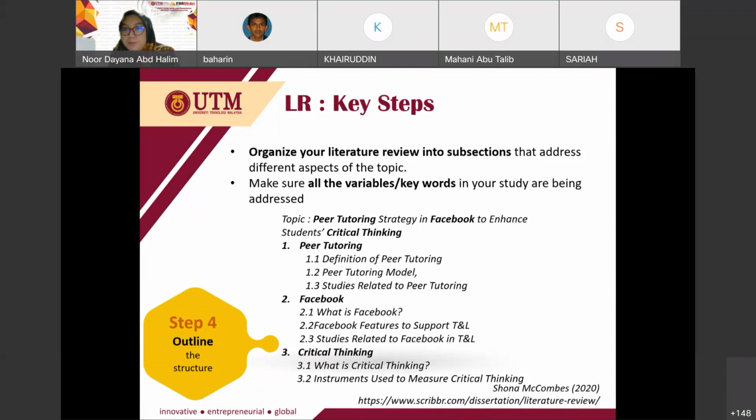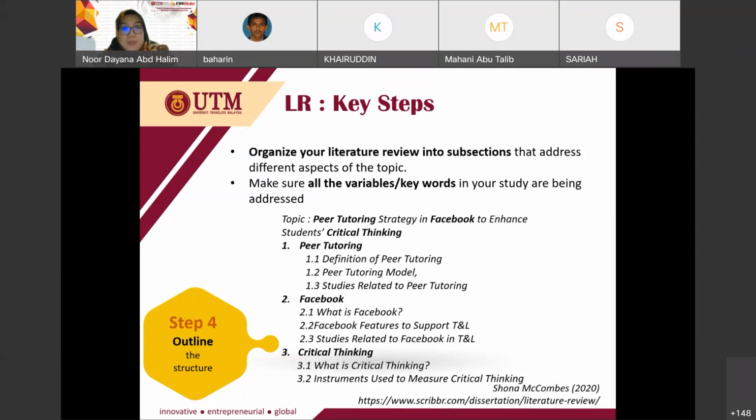Okay, all variables and keywords, I'm repeating again. Okay, I'm sure that all the variables and also the important keywords are actually stated in the title of your research, okay, title of your thesis, and also the objective, and also the operational definition. Okay, the subtopic of operational definition. So the keywords and all the variables must be addressed in chapter 2.